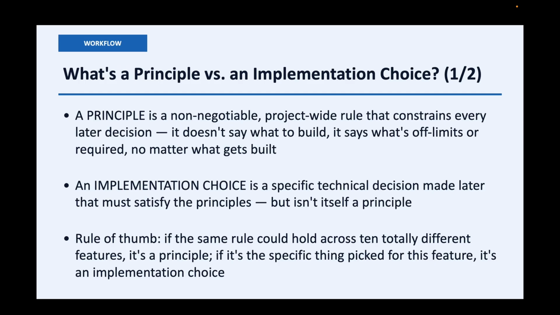The implementation choice here is the features, the things we want to build out. Those are the specific technical decisions made later that must satisfy the principle. But this isn't a principle. That's a very important distinction that we want to continue to consider. The rule of thumb, to make it very simple, is if the same rule could hold across 10 totally different features, then this would be a principle. If it's a specific thing that's picked for this feature, then this would be an implementation choice.